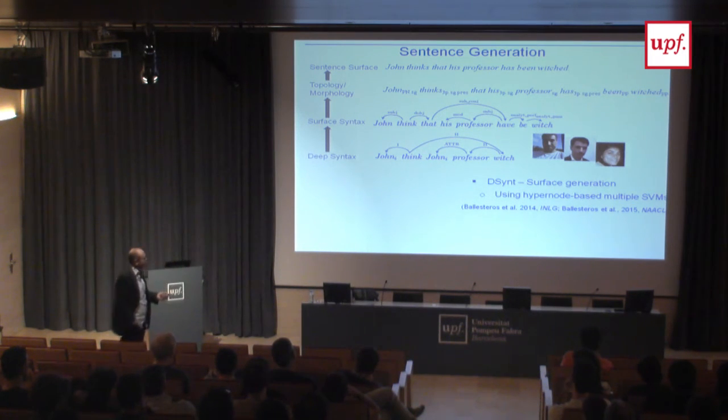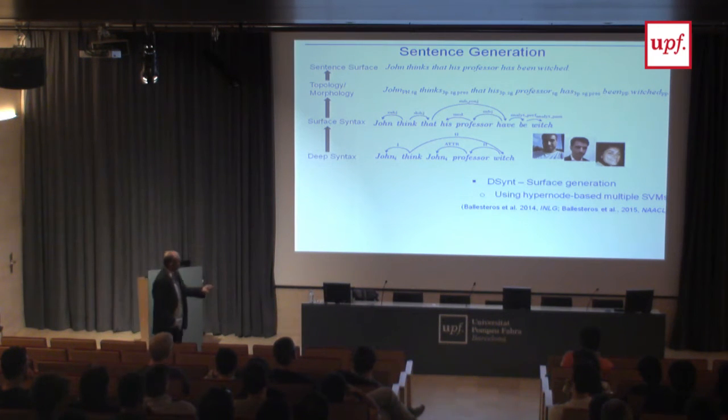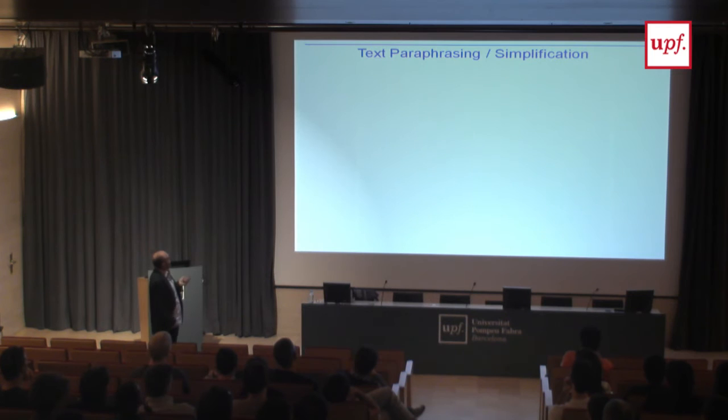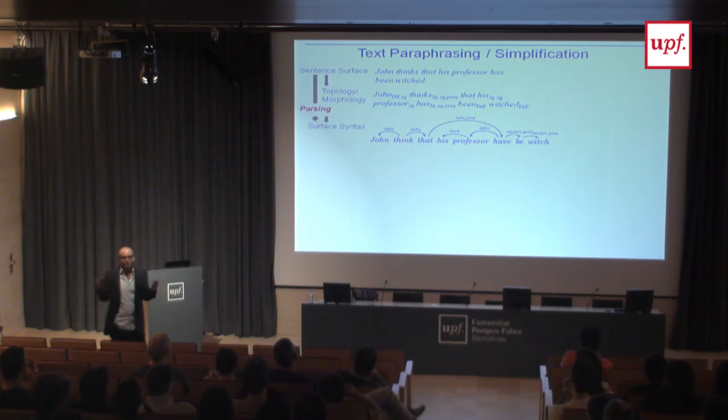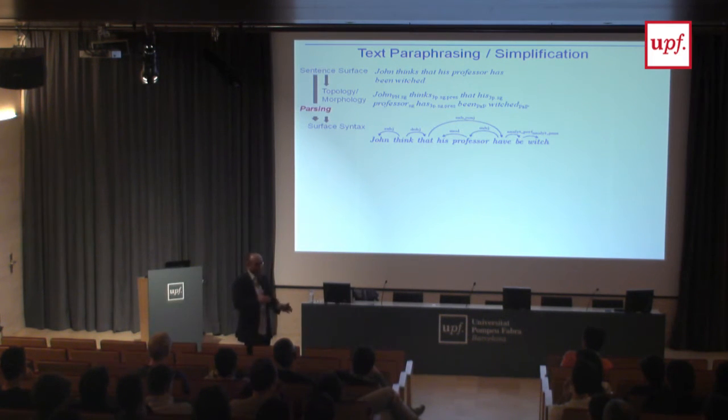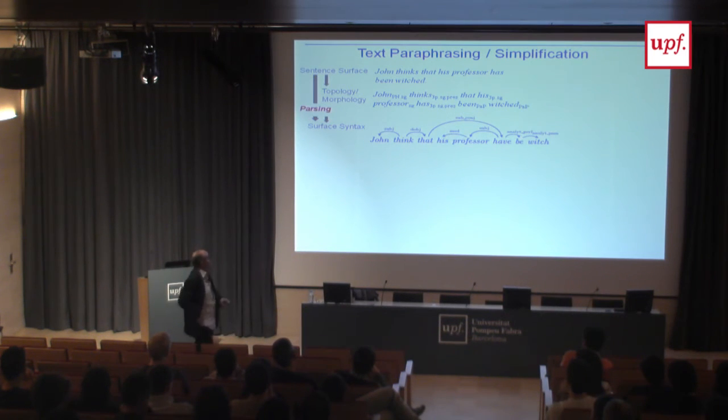Okay, and if you want to look into this work, there are again some reference publications. Okay, and for the ontology to deep syntax, we use graph transduction grammars. Okay, so text simplification, text paraphrasing. So now we went from the top to the bottom and from the bottom to the top. Now we are, let's say, in the horizontal way. So what is it about?